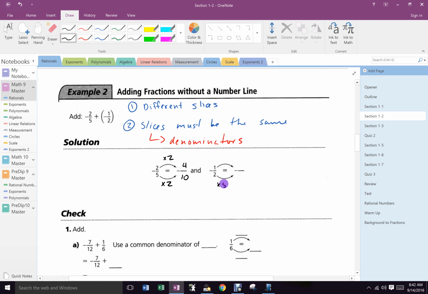Why? There you go. 5/10. Everybody cool? Now I can put them together because it's the same size slice of the pie. So what I really have is -4 plus -5. And what are they over now? 10. What's -4 plus -5? -9/10. We all remember how to add fractions, right?